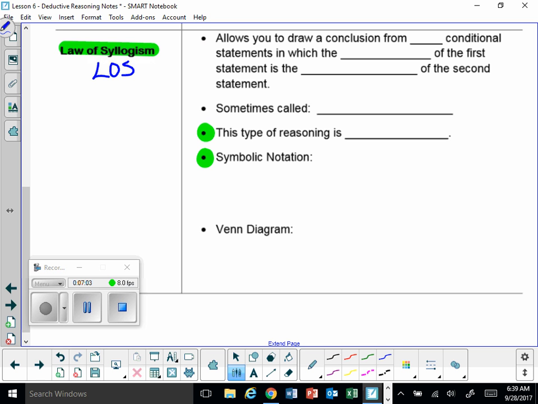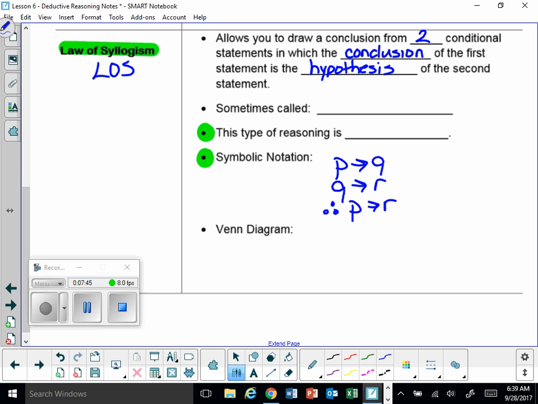Okay. So it allows you to draw a conclusion from two conditional statements in which the conclusion of the first becomes the hypothesis of the second. Let's stop and think about what this looks like. So a conditional statement. Now this conclusion has to become the hypothesis of my second statement. And now I need a new letter. So if P then Q, if Q then R, therefore if P then R.